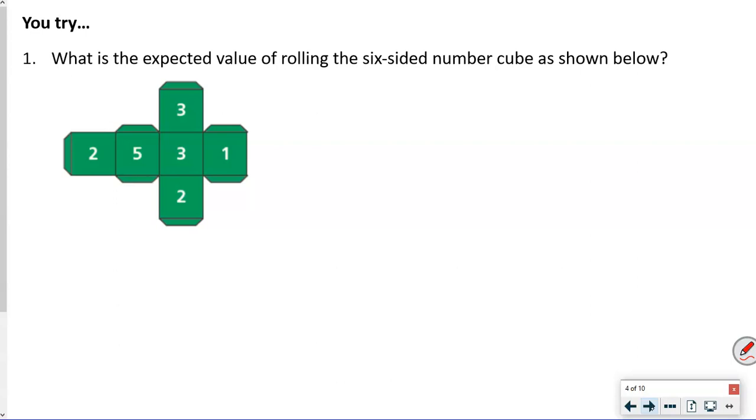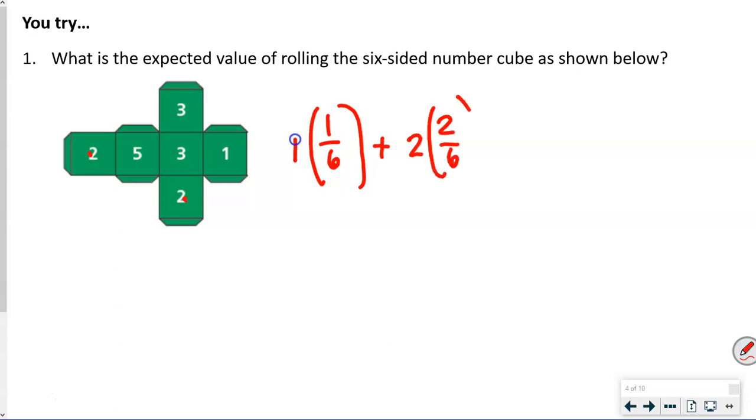So this time we have 6 sides, but some of those sides are represented more than once. So if we roll a 1, we only see that 1 out of 6 times, right? Okay. And then if we look at the 2, notice that there's 2 2s. So we're going to do 2 times 2 over 6 because that 2 is represented twice. And then again, we've got 2 3s. So we're going to go 3 times 2 over 6. We don't have any 4s, but we do have 1 5. And so we're going to say plus 5 times 1 over 6.